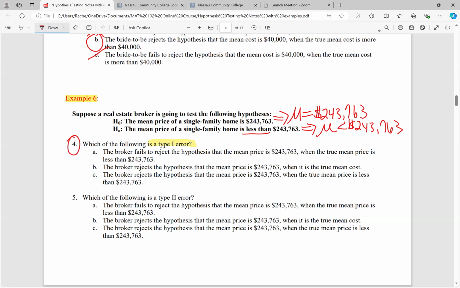Okay. So 4 says, which of the following is a type 1 error? So remember, we make a type 1 error when we reject the null hypothesis when it was really the truth. So we'd be rejecting the null that the mean price is equal to 243,763 when it really is the true mean cost. And that's B. So B is a type 1 error.